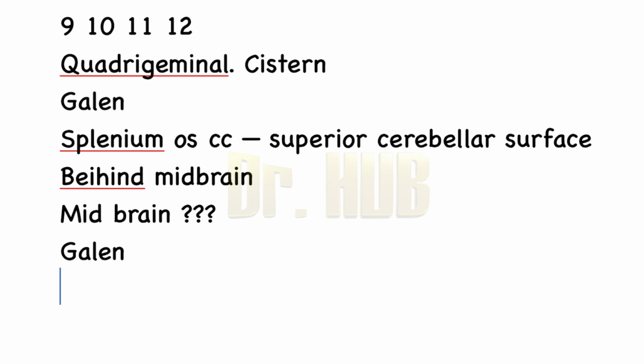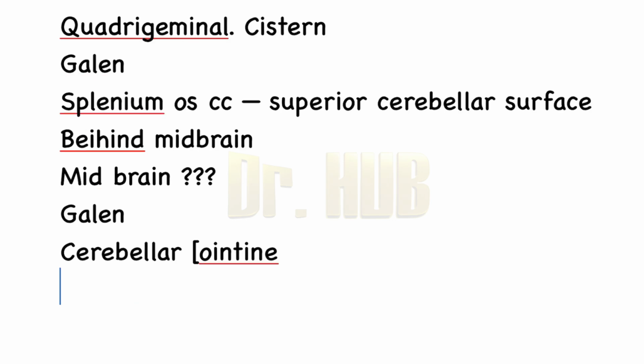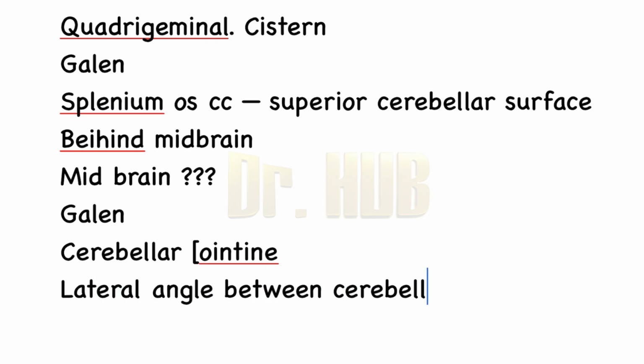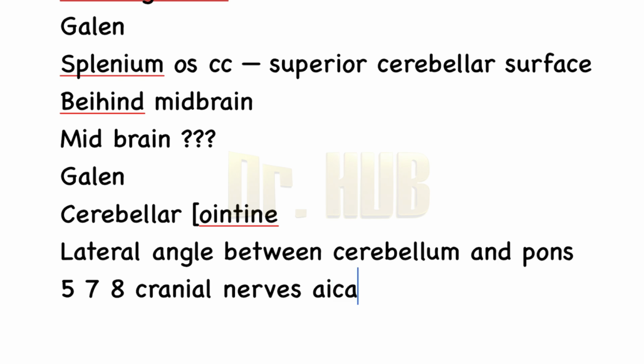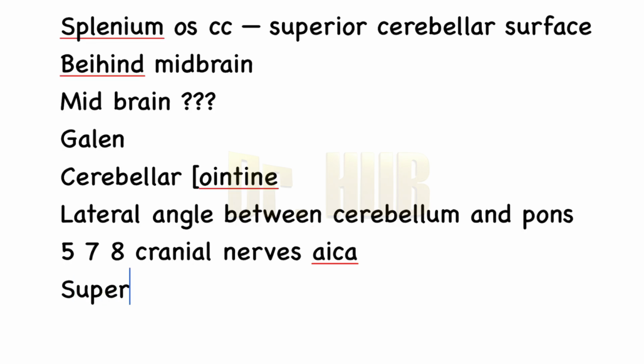Next, moving on to the cerebellopontine cistern. The cerebellopontine cistern is the lateral angle between the cerebellum and the pons. What are the contents? It includes the 5th, 7th and 8th cranial nerves, the anterior inferior cerebellar artery, and also the superior petrosal veins.